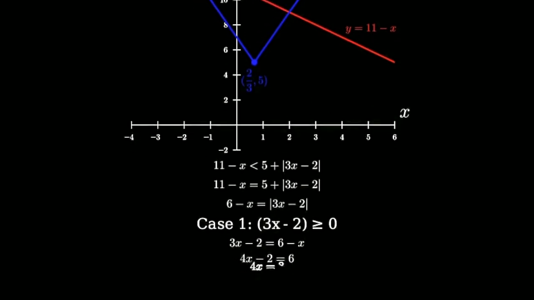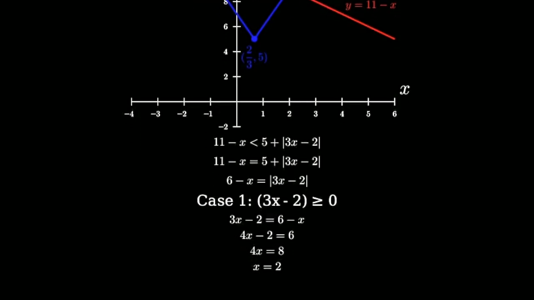Adding x to both sides gives 4x - 2 = 6. Adding 2 gives 4x = 8. Dividing by 4 gives x = 2.